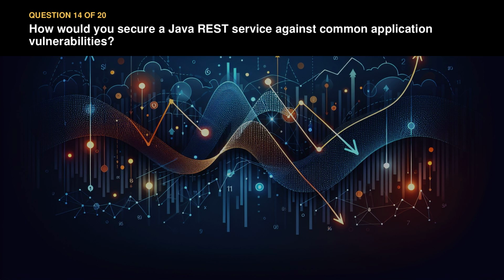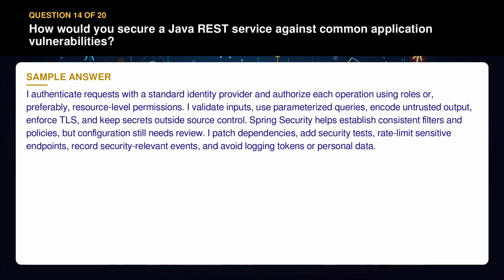Question 14. How would you secure a Java REST service against common application vulnerabilities? I authenticate requests with a standard identity provider and authorize each operation using roles or, preferably, resource-level permissions. I validate inputs, use parameterized queries, encode untrusted output, enforce TLS, and keep secrets outside source control.